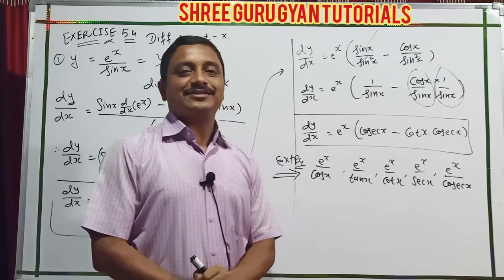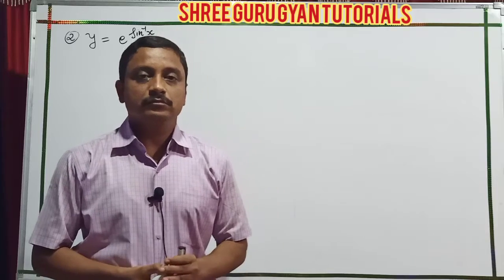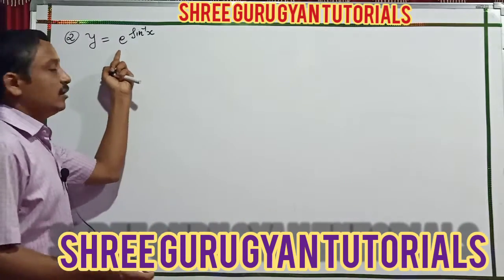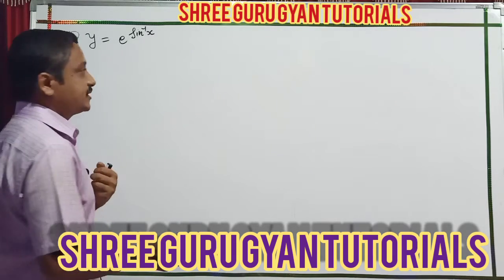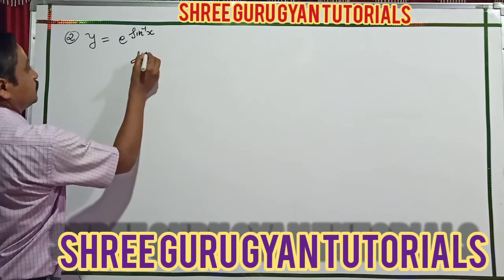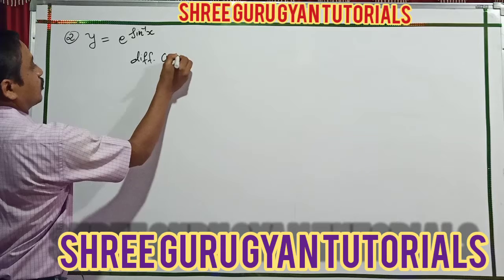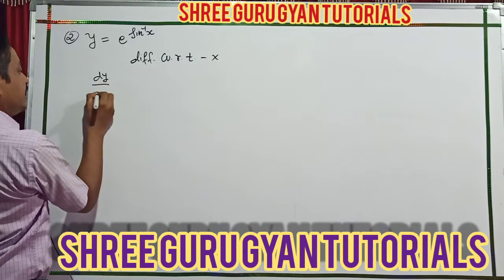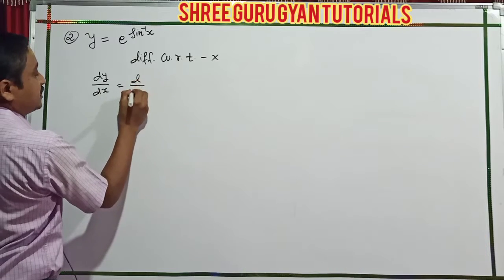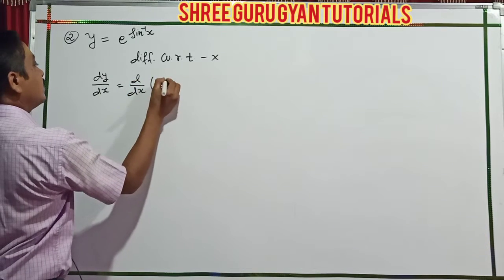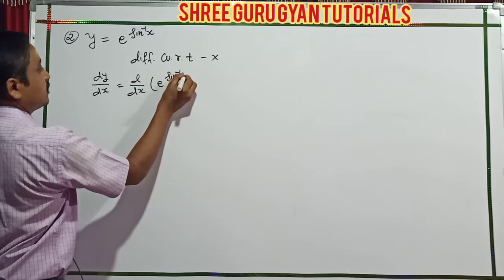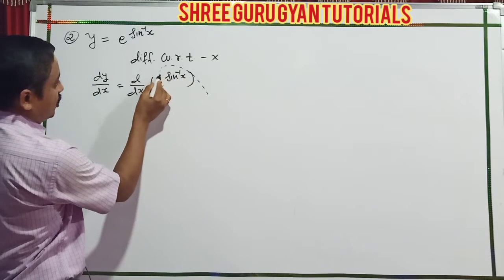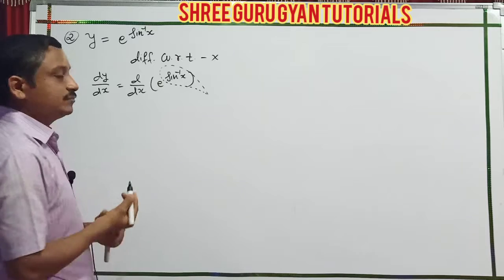Our derivative exercise first question is done. Students, I go to the next question, number two. y is equal to e raised to sin inverse x. So differentiating with respect to x, here dy by dx, I write d dx of e raised to sin inverse x. Students, here you consider a composition function.